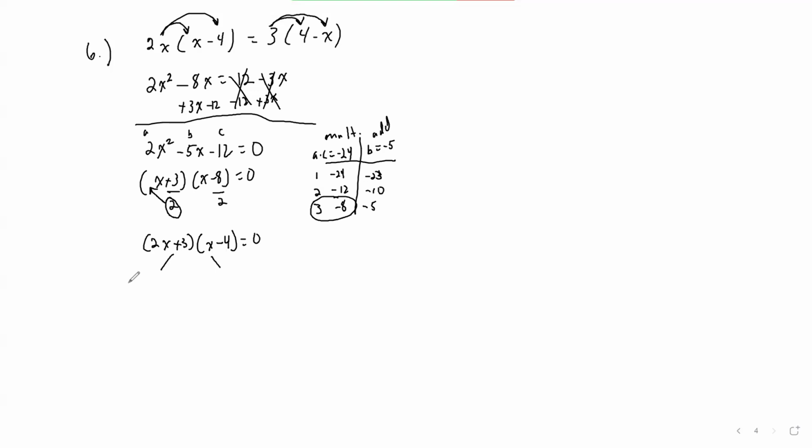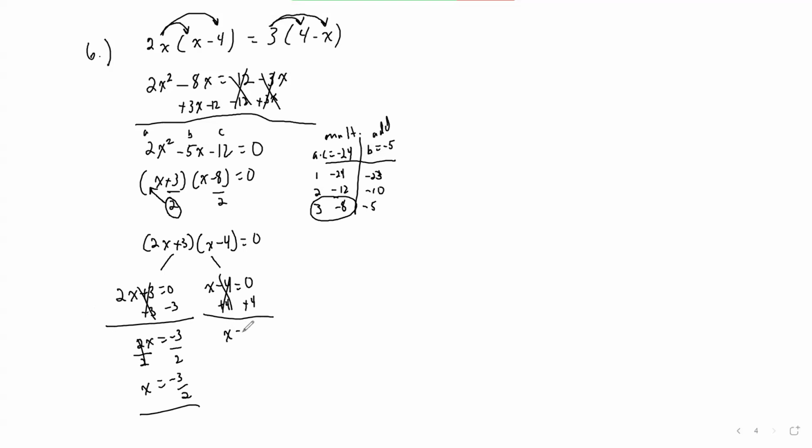So now I'm going to set each factor equal to 0. And then I'm going to solve. So the opposite of adding 3 is subtracting 3. And then a number next to a letter indicates multiplication. So the opposite of that is division. So I'm going to divide by 2 on both sides. I can't reduce this fraction, so I leave it as negative 3 over 2. Over here, all I have to do is do the opposite of subtracting by 4, which is adding 4. So then I get x equals 4.